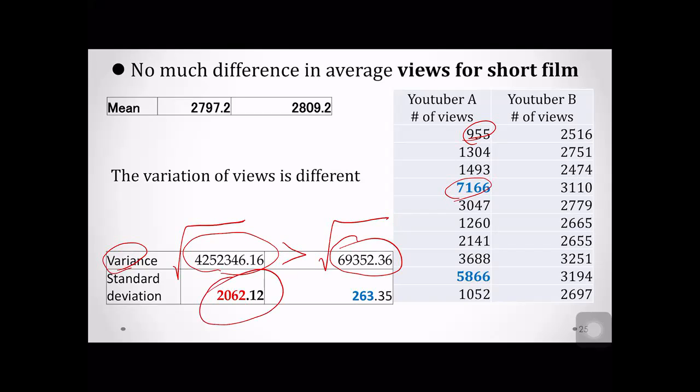The standard deviation is 2,000 views. So one standard deviation for YouTuber A is around 2,000. The standard deviation for YouTuber B is 2,263. I think the standard deviation and the original number have the same metric. So it is the number of views, right?